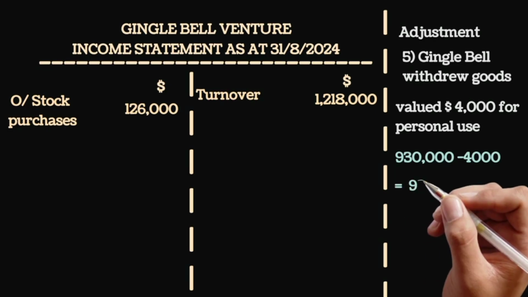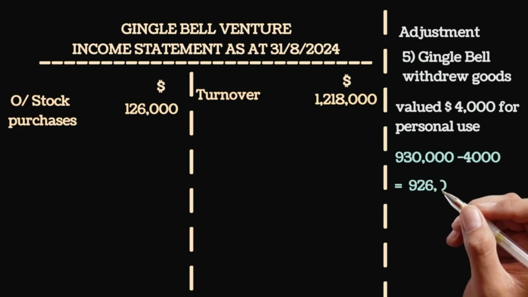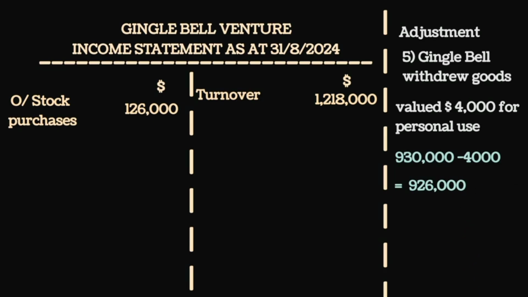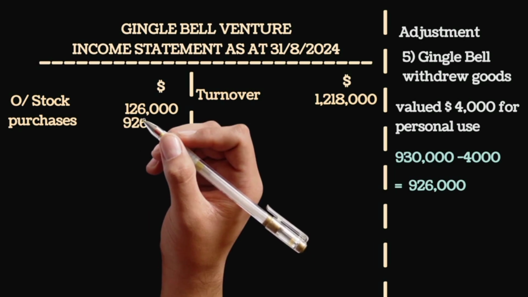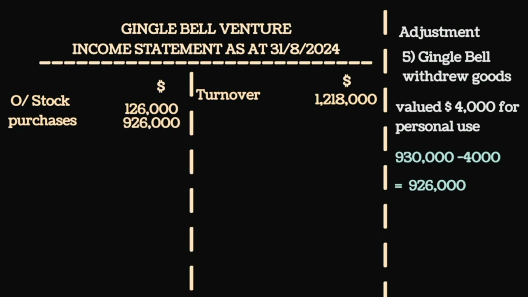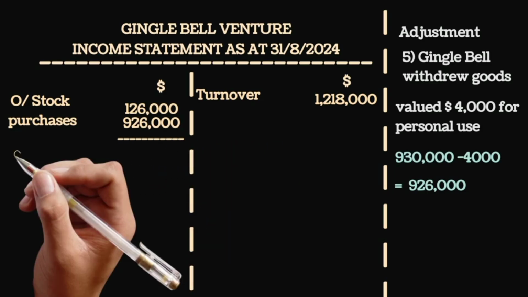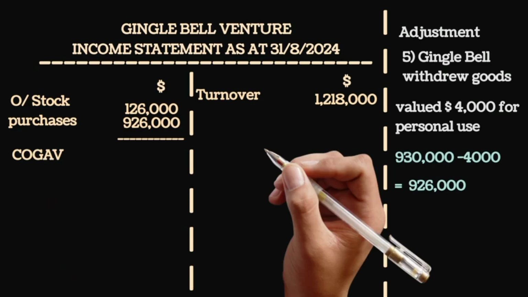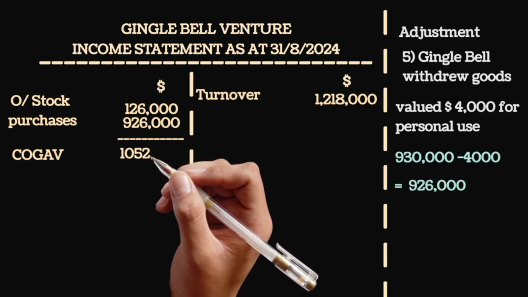The purchases here, we have to adjust for the drawing by Gingle Bell Venture's owner. He withdrew goods worth 4,000. So purchases there is going to be 930,000 less 4,000. That's the adjustment there. So purchases is 926,000.